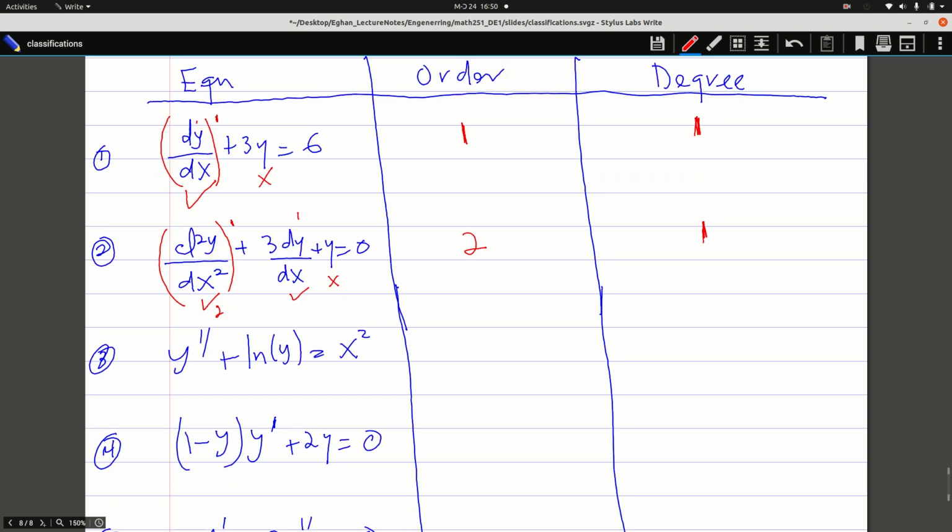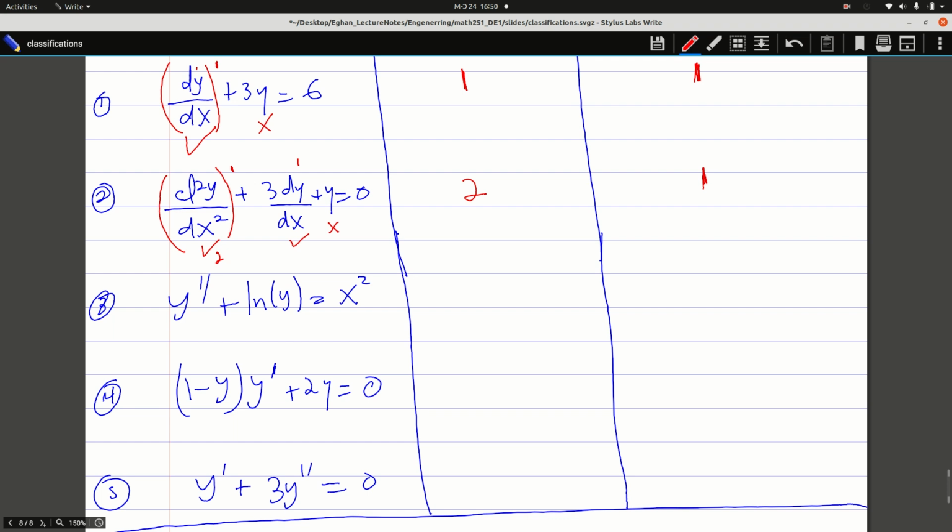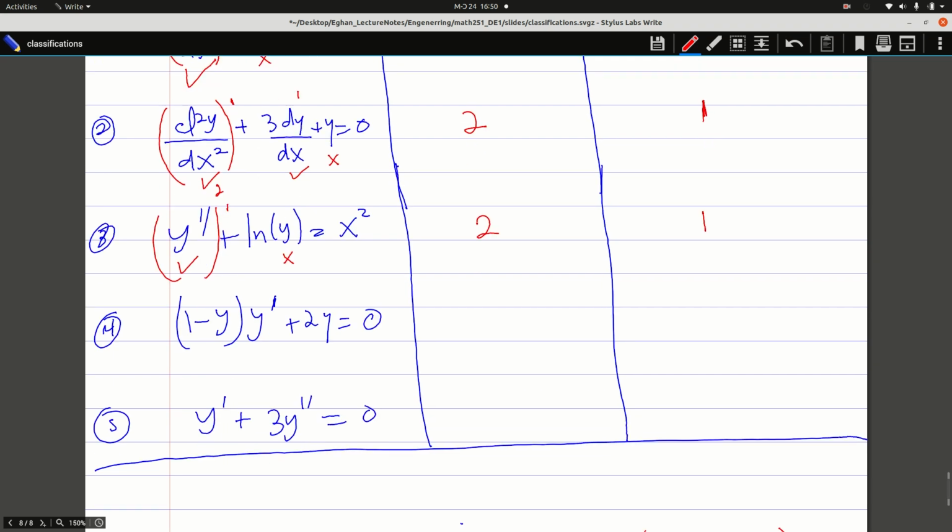Example 3. I'm not looking at this guy, I'm looking at the derivatives. So order 2, the highest order is 2. If I have a bracket around it, the degree is 1. Now take note that the degree is not always 1, but in these examples, the exponent is 1. That is all. Now let me take another example here.